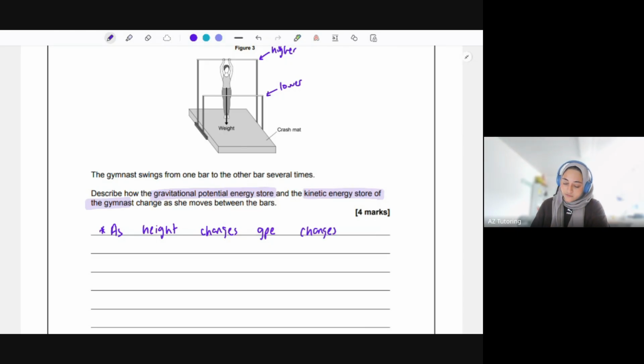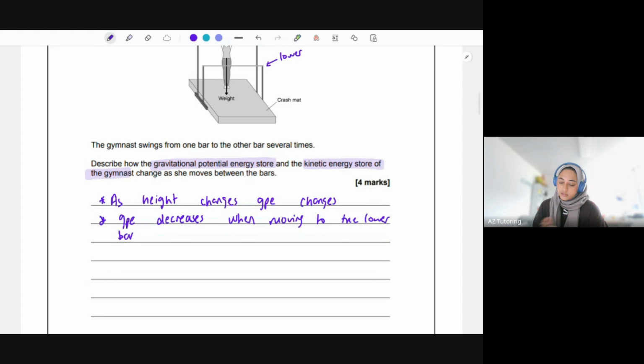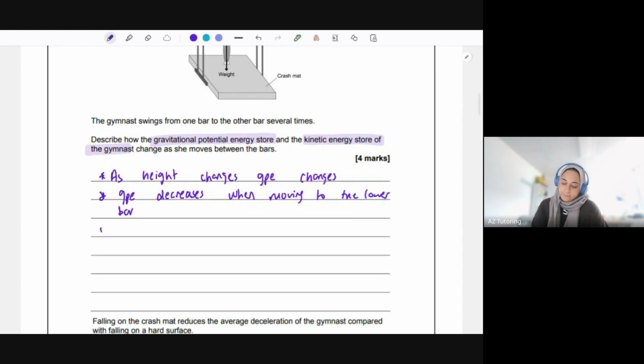That's your first mark. Your second mark comes from explaining how exactly this affects gravitational potential energy. You would say the gravitational potential energy decreases when moving to the lower bar. Again, that's because the height has decreased. Okay, so there you get 2 marks.